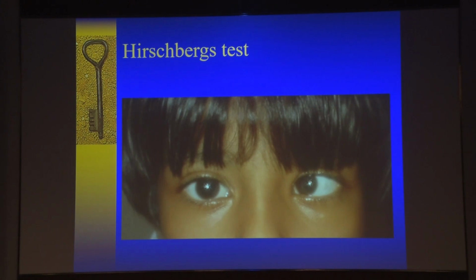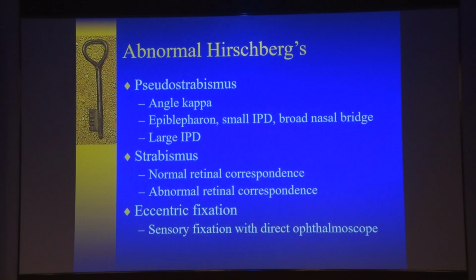You do it when you have an uncooperative patient, when you have a child, when you have a patient who doesn't fixate for some reason. So one eye is low vision or blind. Your cover test requires good fixation, but Hirschberg doesn't. So it's definitely useful in these two situations. One, when you've got an uncooperative patient or a child. Two, when you've got a blind eye, okay? So it really helps you evaluate the angle.